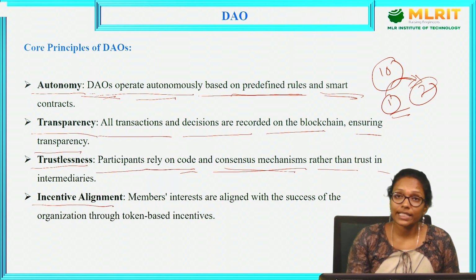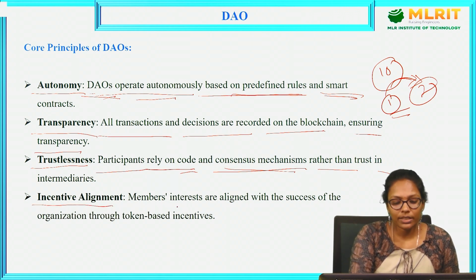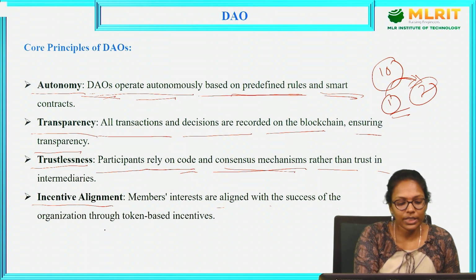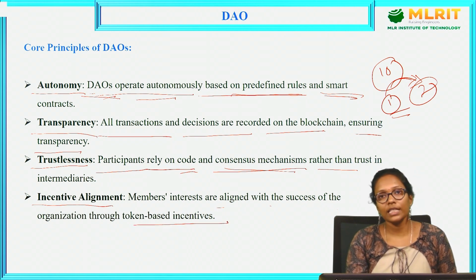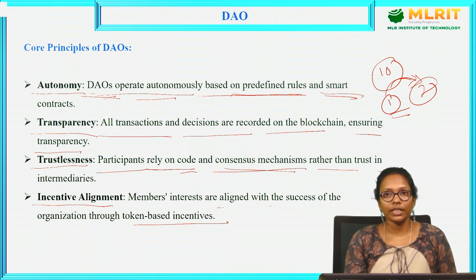And coming to incentive alignment. Members' interests are aligned with the success of the organization through token-based incentives. While performing the consensus mechanism, we know some incentives will be provided for the validator.